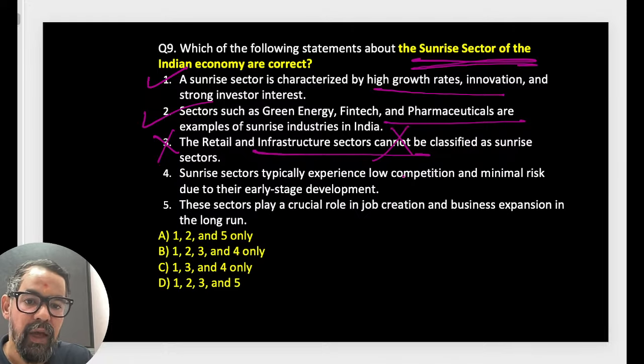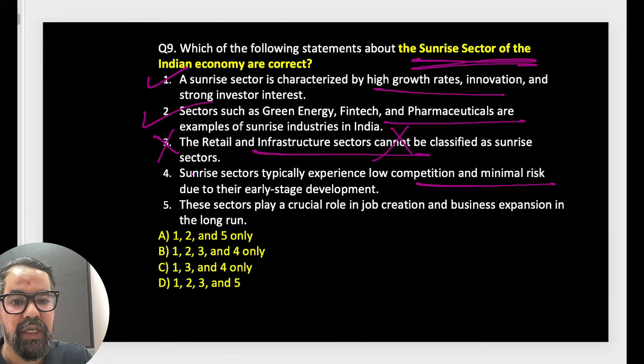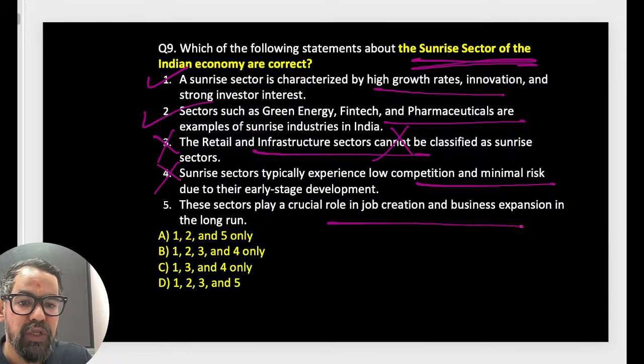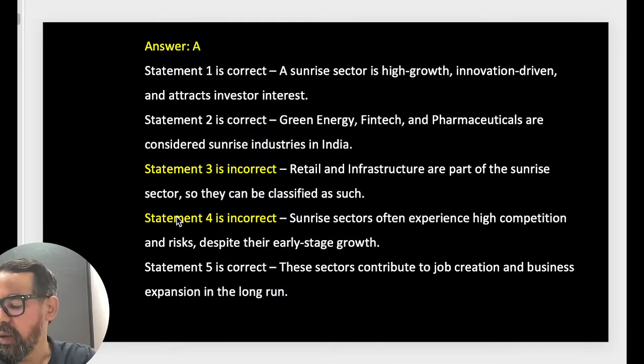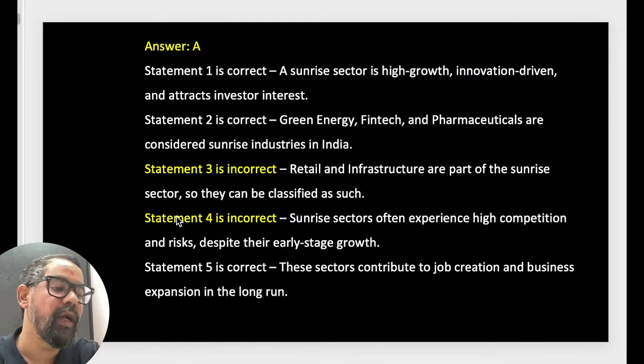Sunrise sector typically experience low competition. No, they experience high competition. The sector plays a crucial role in job creation and all. So option A will be the right answer for this particular question. Okay? So A will be the right answer for this one.